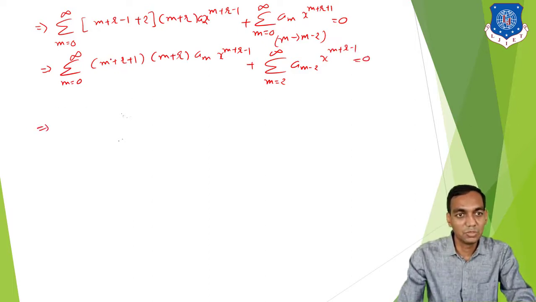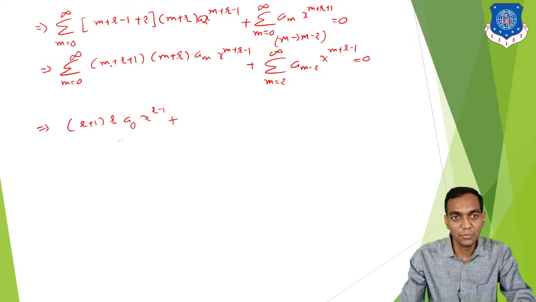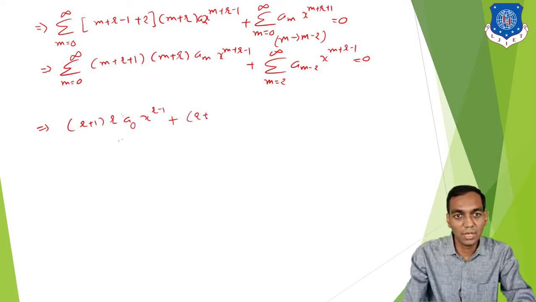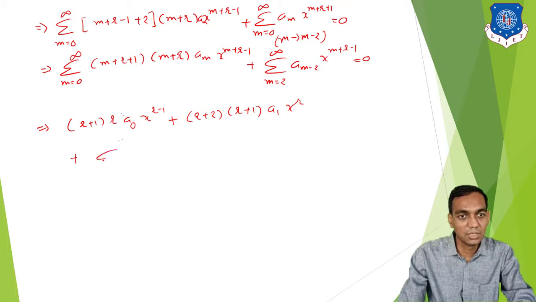Now separate the terms with 0 and 1. So if you put m = 0, then it will be (r+1) r a0 x^(r-1), plus, if you put m = 1, then you will have (r+2)(r+1) a1 x^r, plus sigma m running from 2 to infinity.